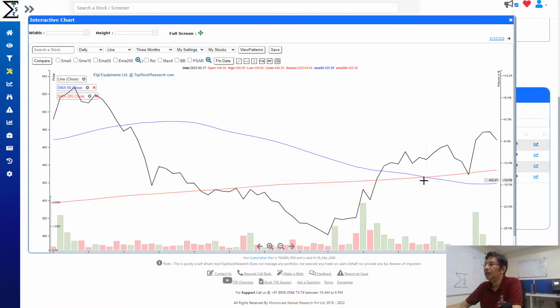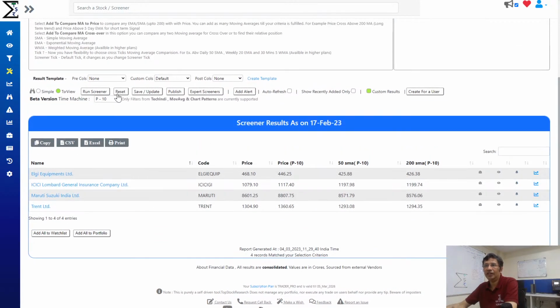So this will help you to validate your concepts, right? When the crossover has happened, what's happening? What's happening after the crossover has happened? So you can go back in the history and see what has happened. So you can look at other things.